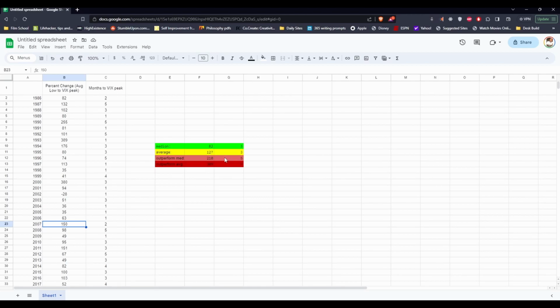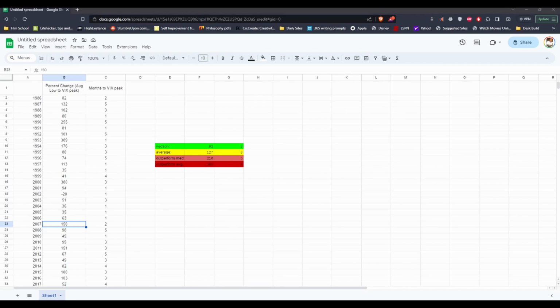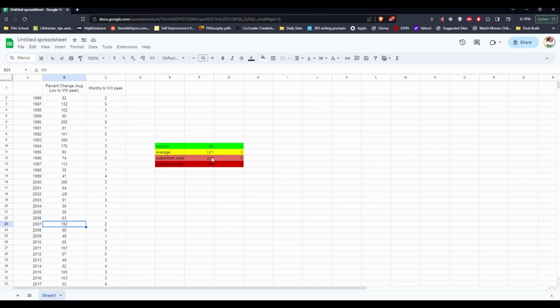And as you can see, I also did the median and the average for what I call the outperform average, where you can see, all right, if it's going above 127, basically, you can see a 210% spike or a 309% spike, depending on the median or the average that you're using.